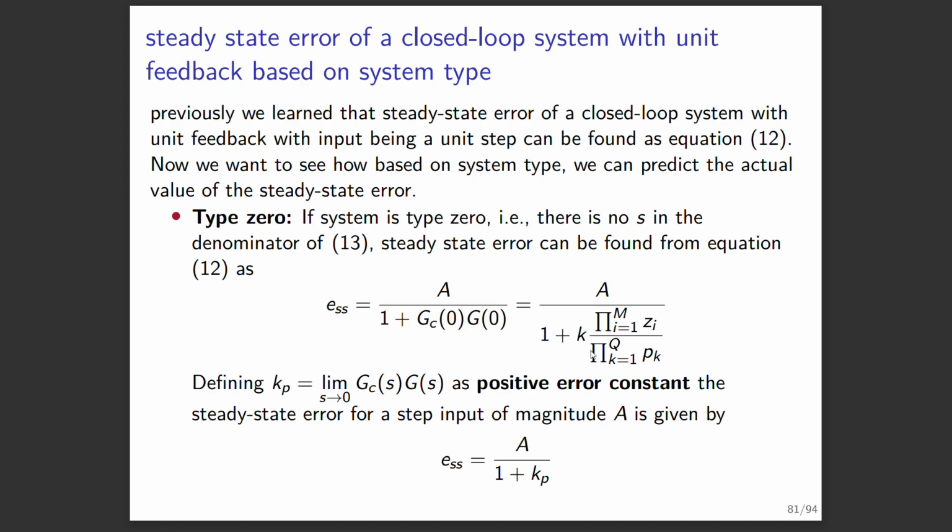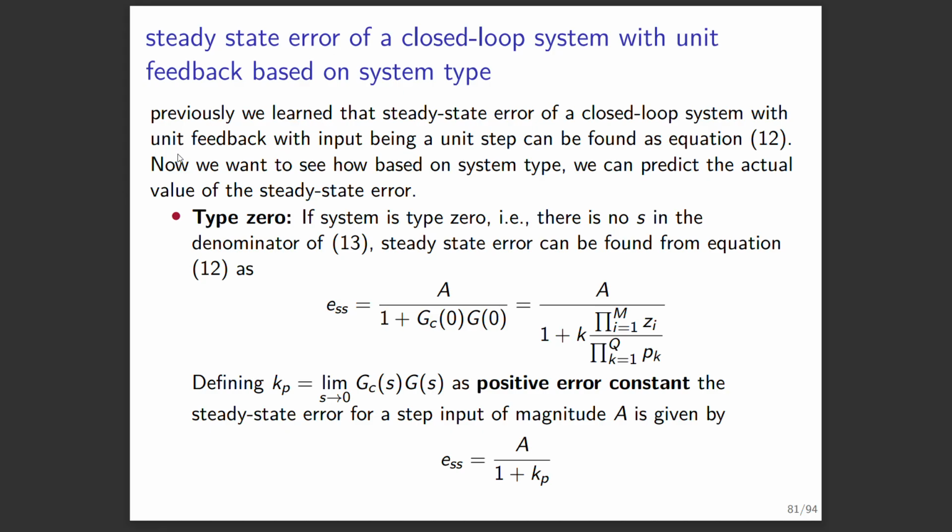Well, if that's the case, when I put S equals 0 here, I'm just going to have a bunch of Z's in the numerator being multiplied with each other, and then a bunch of PK's in the denominator. So I'm going to have a number here added with 1, and then another number in the numerator. So it's never going to be 0. So if I have type 0 systems, I am going to have a steady state error. This is not good.